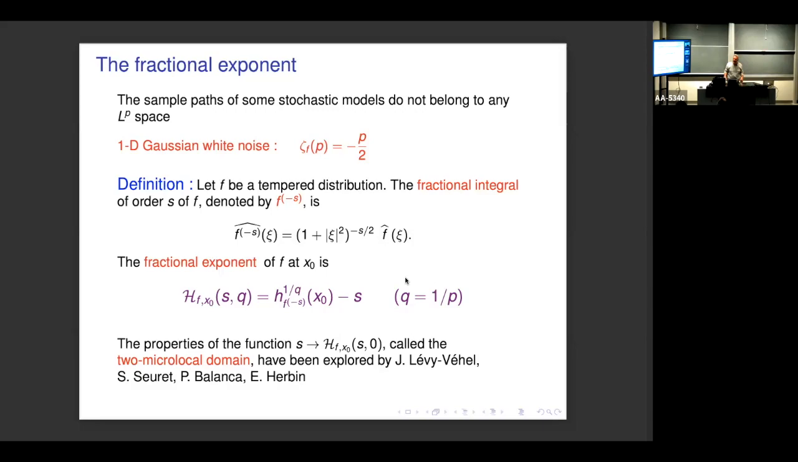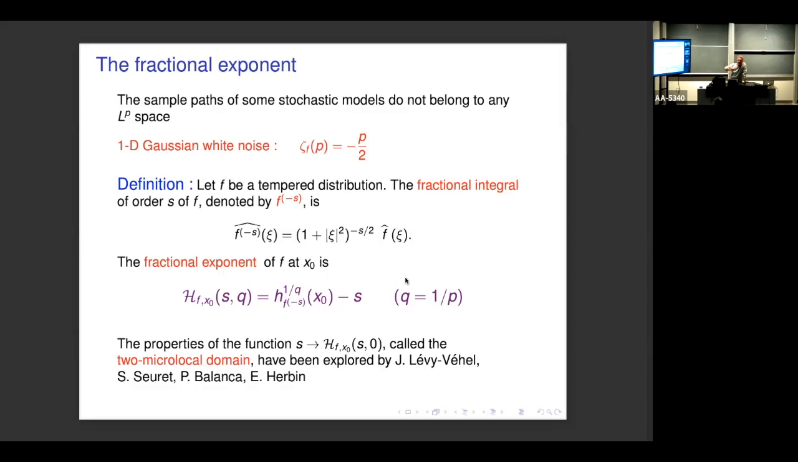So I introduced p-exponents, which are basically like the Hölder exponent, except that instead of looking at a local L infinity norm of the function, we look at a local Lp norm of the function. And another degree of latitude we have is also to take a fractional integral or a fractional derivative. And so we actually have two parameters with which we can see how the regularity exponent changes.